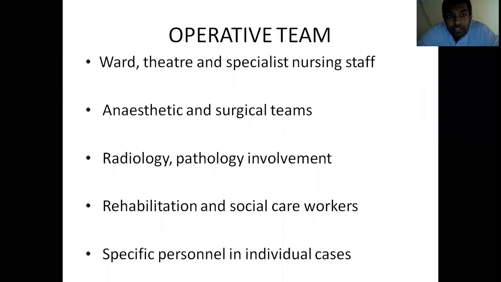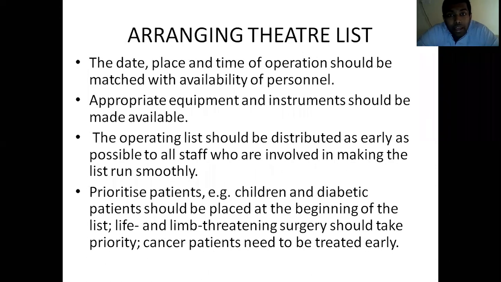Now, the operative team consists of the ward, theater and specialist nursing staff, anesthetic and surgical teams, radiology and pathology involvement for investigations, rehabilitation and social care workers, and specific personnel in individual cases. Now, how do you arrange the theater list? The date, place, and time of operation should be matched with the availability of personnel. Appropriate equipment and instruments should be made available beforehand. The operating list should be distributed as early as possible to all the staff so that smooth functioning can be achieved. And you need to prioritize the patients.